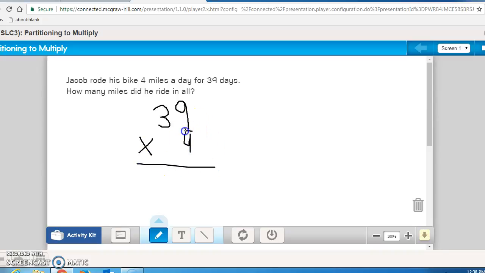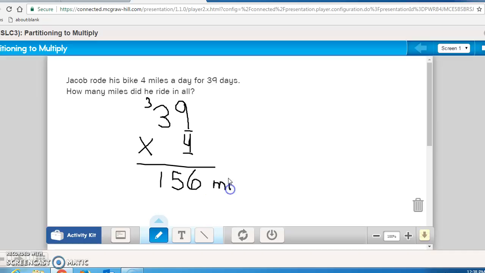Again, we always start with the ones place. 4 times 9 is 36. The 6 gets written down. The 3 gets carried over. 4 times 3 is 12. Plus 3 is 15. So how many miles did he ride in all?